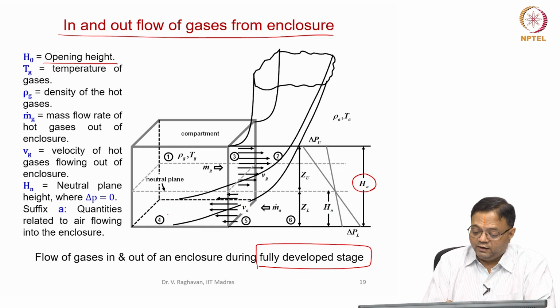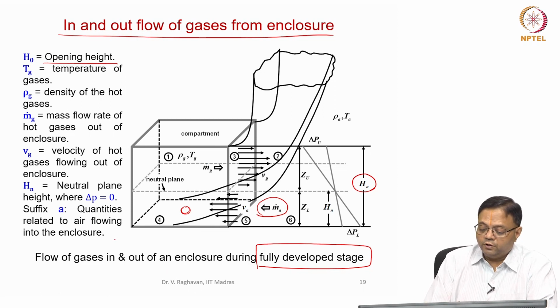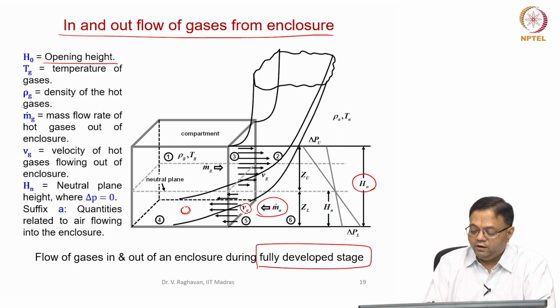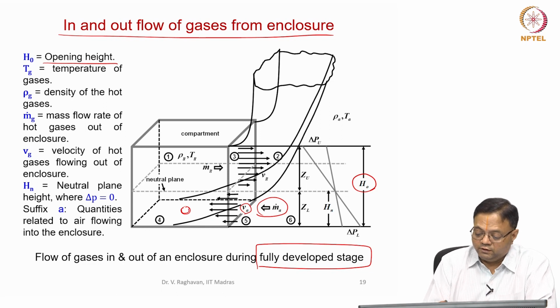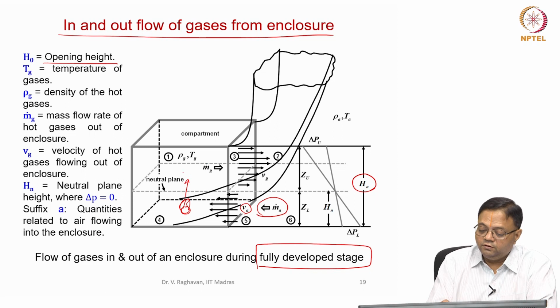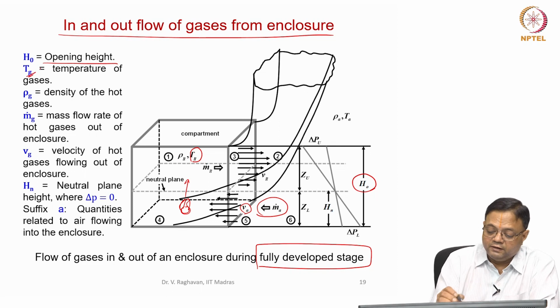Then you can see that there is a fire in this region which is sustained by the mass entrainment rate of air, m dot a, which is coming in, where Va is the velocity of the air coming in. For this fire to sustain, you have some mass flow rate of oxygen coming in, and the hot gases go to this control volume, and the temperature of the hot gas is Tg, and the density of the hot gases is rho g.